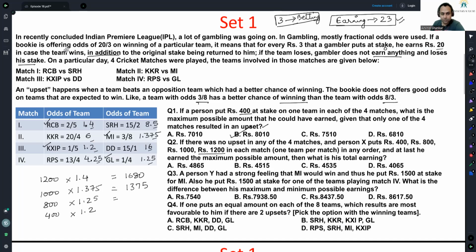800 into 5 by 4, so 1000. 400 into 1.2 is 480. Let's add these numbers up. I get 5 here. I get 3 here. And at this time, I can go ahead and mark C because my last 2 digits I've already identified. 643, 2 carried over. So another 5 here, 1 carried over. So another 5 here, 4535. Yes, we are getting 4535. Life is simple. Okay.